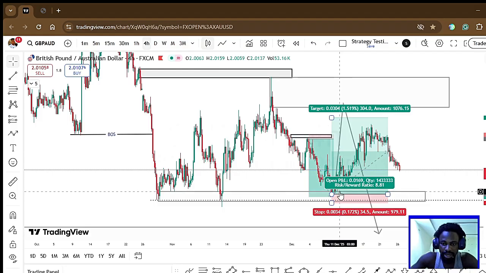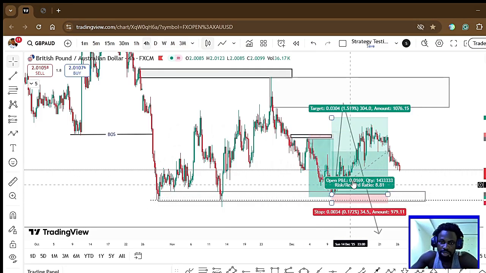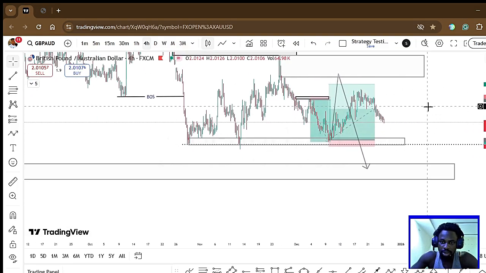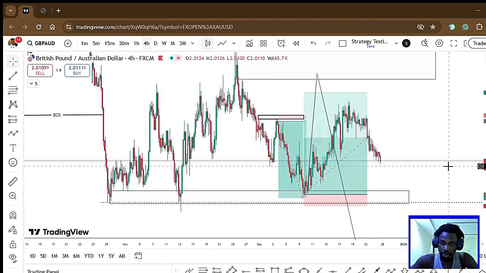I said I'm taking this buy, though I'm not really comfortable taking it. The reason why I'm not comfortable taking this buy, I said in the video, you can go and watch it. I'm still expecting price to drop to this zone. In that video, I now stated something out.